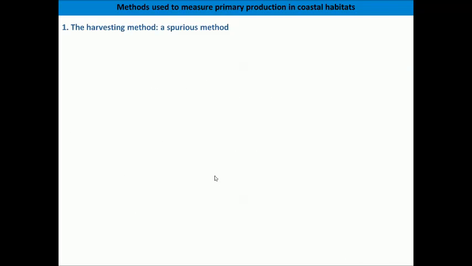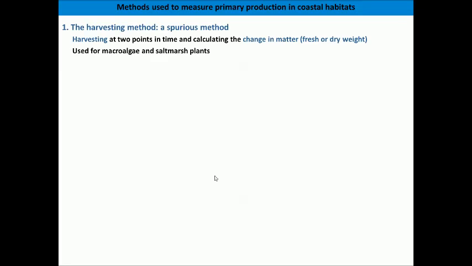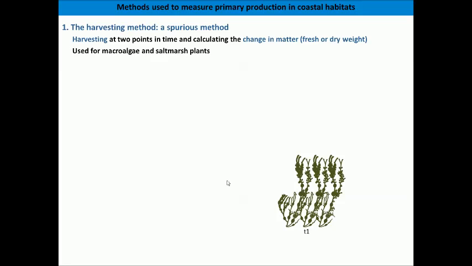So there are different methods that have been used to measure primary production in coastal habitats. A first one that is used, even though it's not reliable, is the harvesting method, which consists in harvesting at 2 points in time and calculating the change in matter, either fresh or dry weight. This is commonly done for macroalgae and salt marsh plants. In this particular case, I've illustrated with macroalgae.